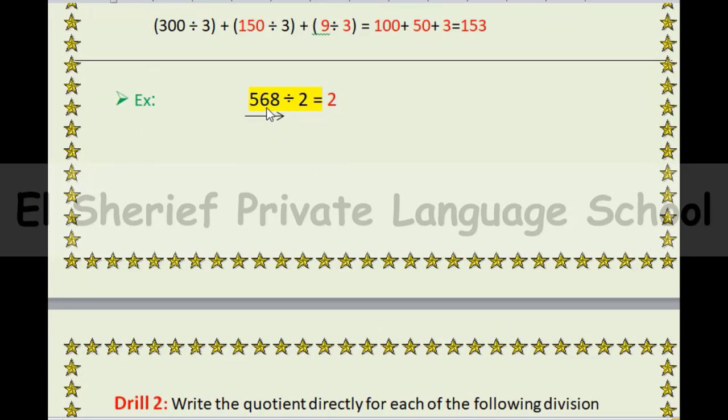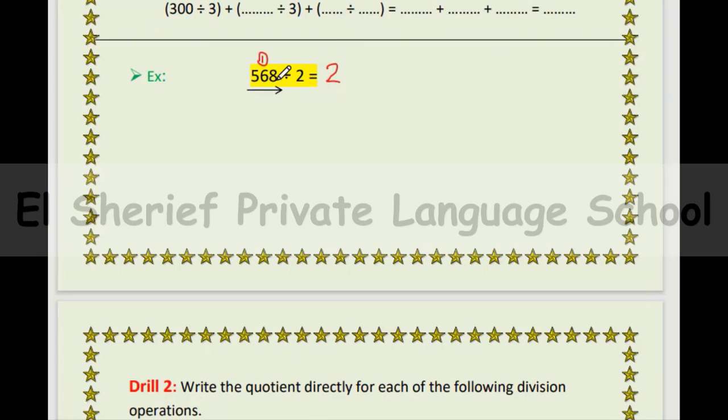Okay, so here we have 5 divided by 2, go back 1 step, so 5 becomes 4. So 4 divided by 2 equals 2, and 5 minus 4 equals 1. Here we have 1, the remainder from 5 minus 4, and it becomes 16. 16 divided by 2 equals 8.